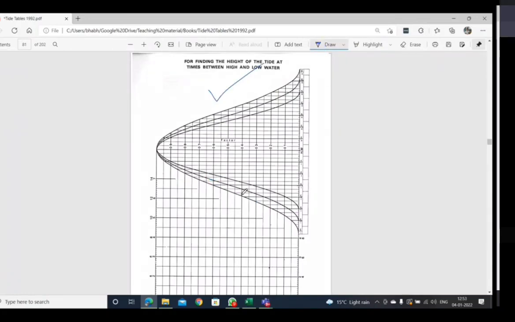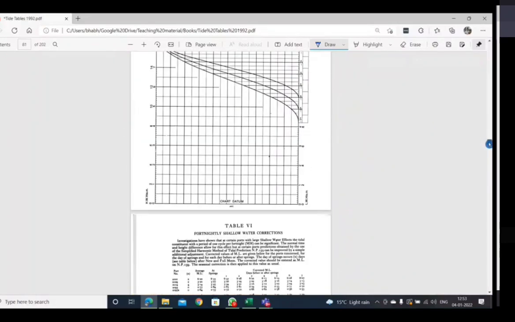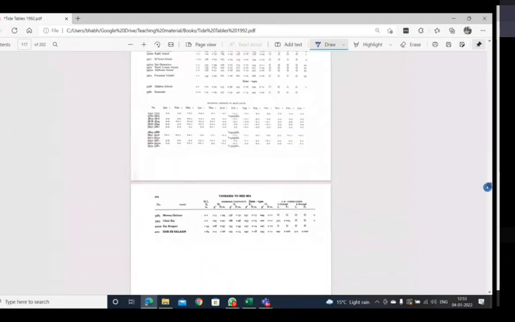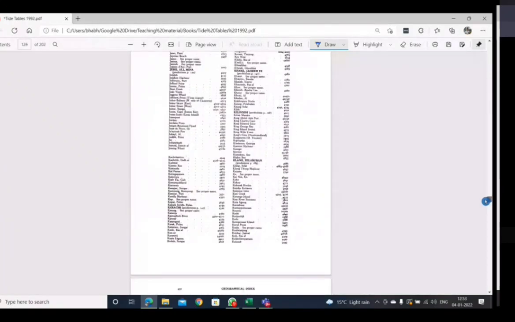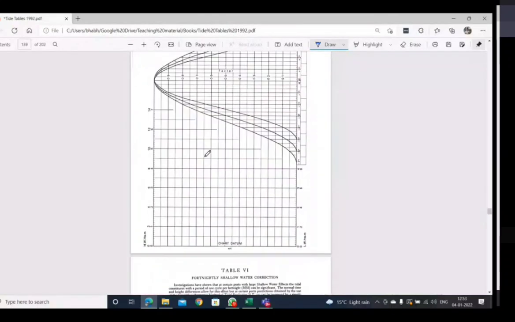This is the diagram which I had sent to you. This is what we use for tide calculation questions based on volume 2 and volume 3. It is the same for both volumes. It is given after the index page of volume 2. If you see volume 3 also, you will find the same diagram. I'll show you. This is volume 3, and you see this is the same diagram here.